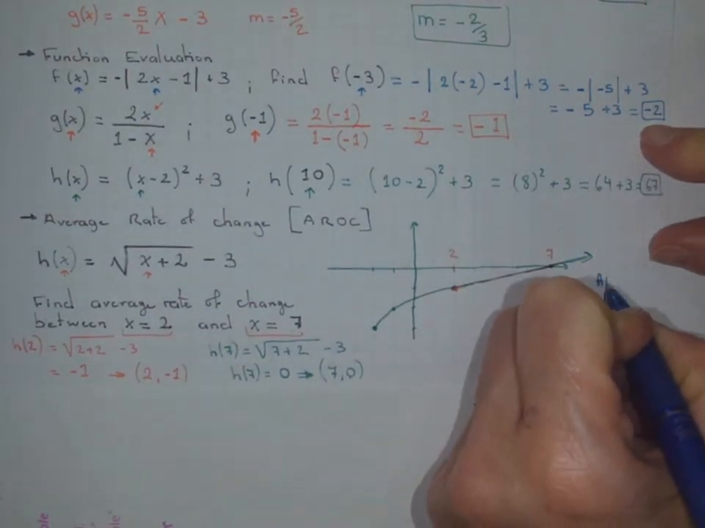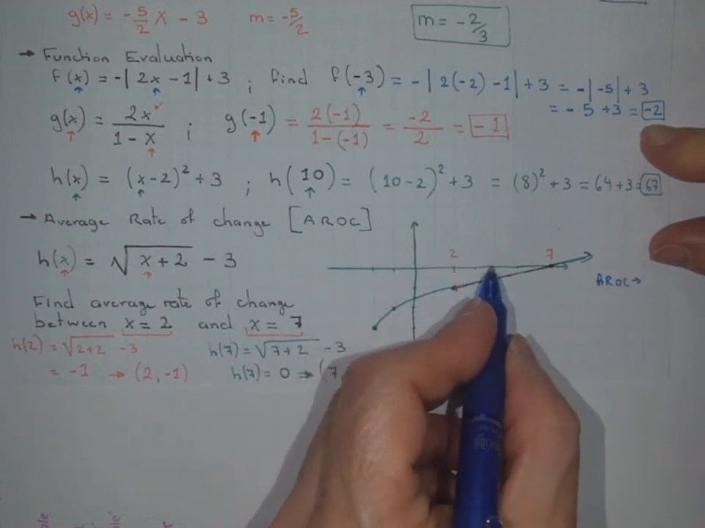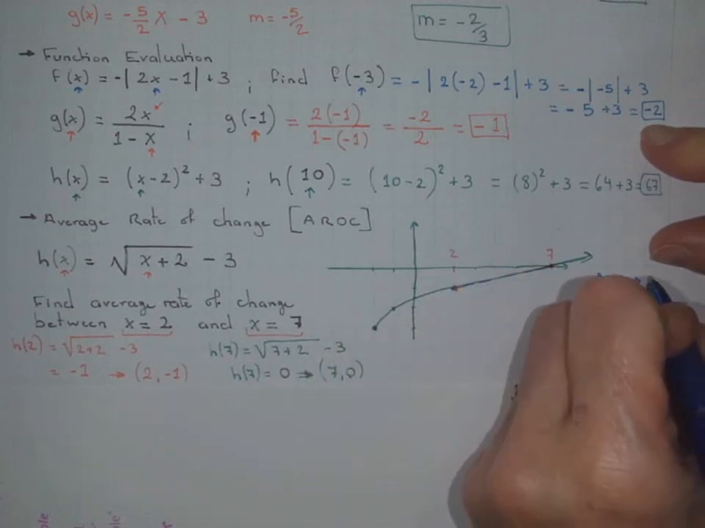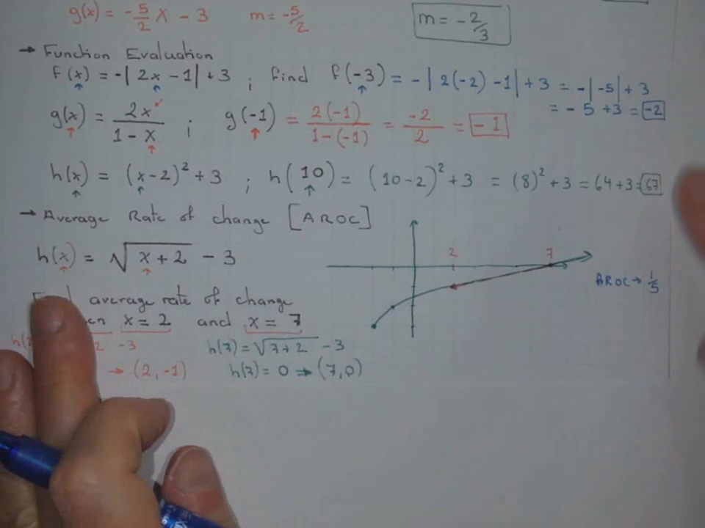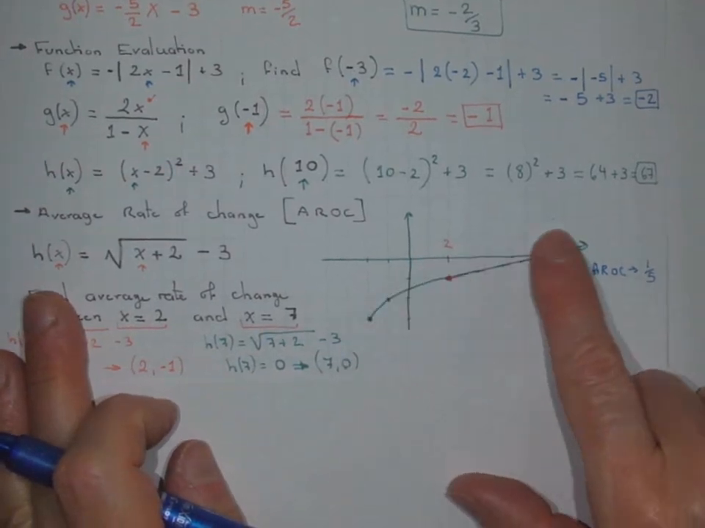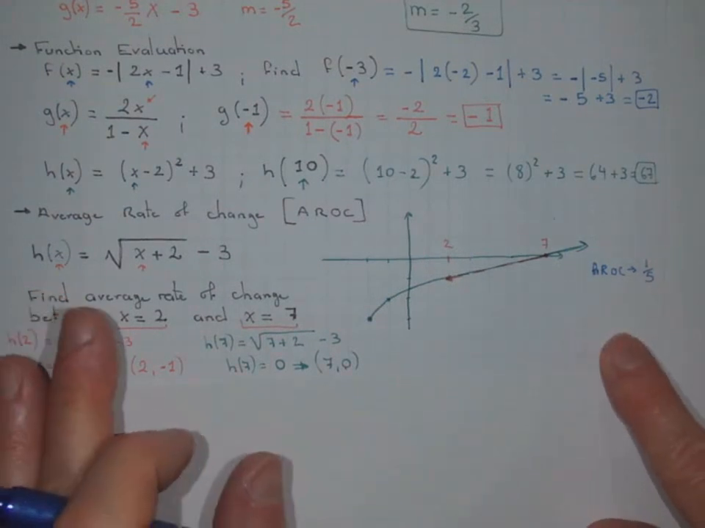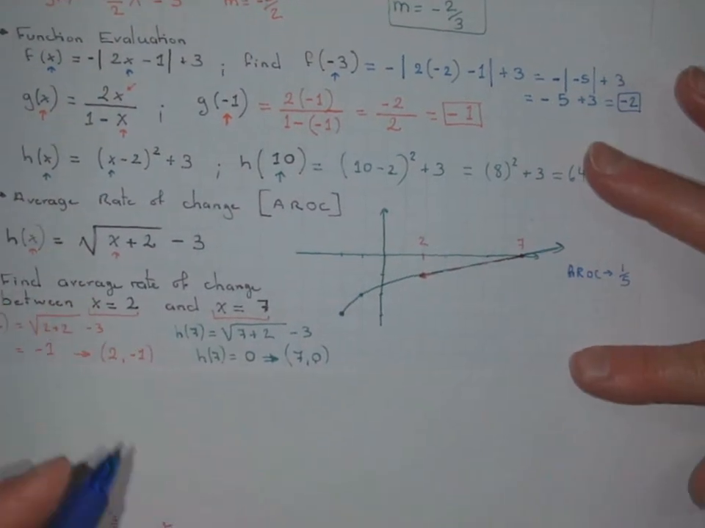So the average rate of change will be up 1, 2, 3, 4, 5. So we're saying it will be 1 over 5. Remember, I say average rate of change, not slope, right? Because this is not a linear graph. It's curvy, so it's not perfect, it's an average. All right, so let's do that.